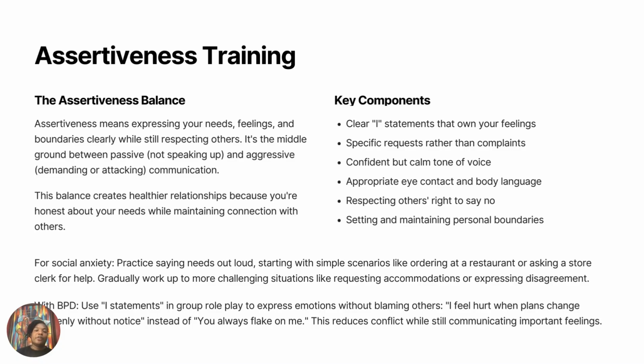This balance creates healthier relationships because you're teaching the client how to be honest about their needs while maintaining connection with other people. This is where you use I statements. You teach them to use I statements. You teach them how to use specific requests rather than complaints. You teach them how to be confident, but use a calm tone of voice and give appropriate eye contact and body language. And you teach them how to respect others' rights to say no and how to set and maintain personal boundaries.